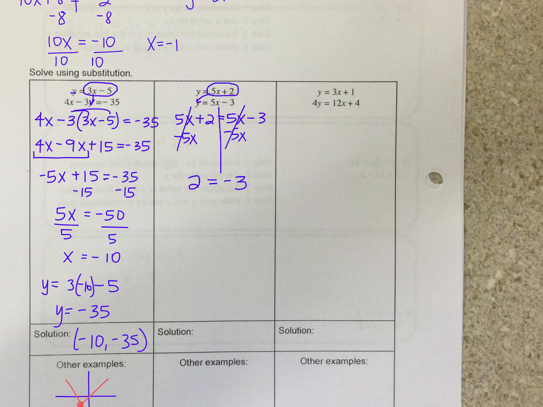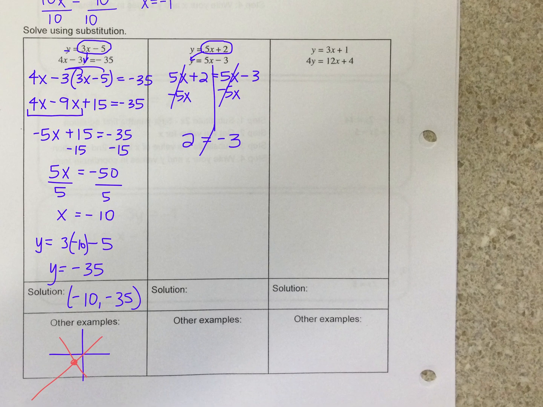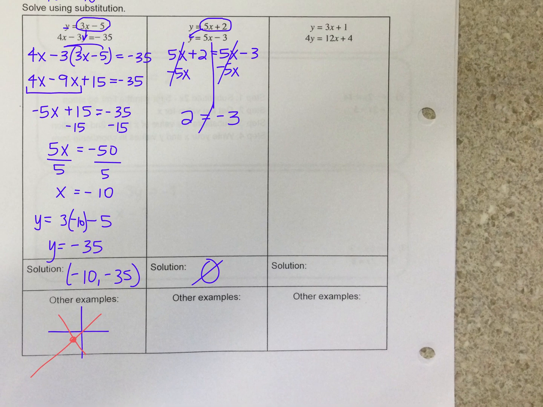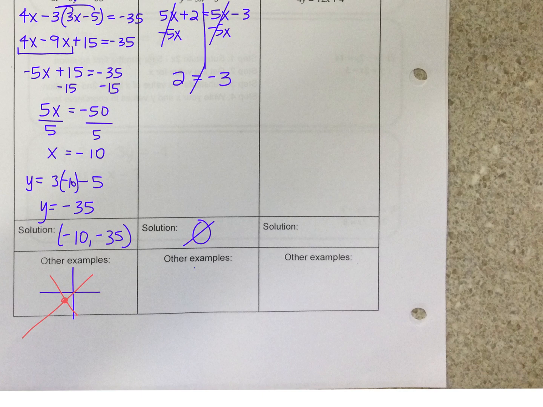Does 2 equal negative 3? Absolutely not. That is not true. 2 equals 2. Negative 3 equals negative 3. They don't equal each other. So I know when they don't really equal each other, this is going to be no solution. And when we have no solution, we know that those lines are what? Parallel, Miss Hall. That's right. These lines are going to be parallel. They never touch. They have no solution.